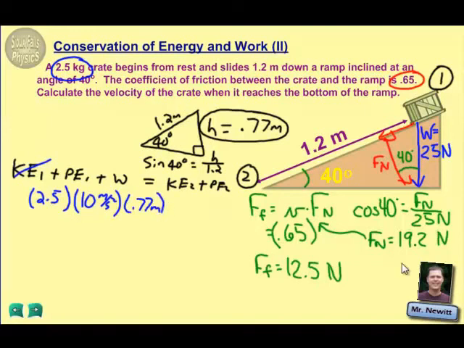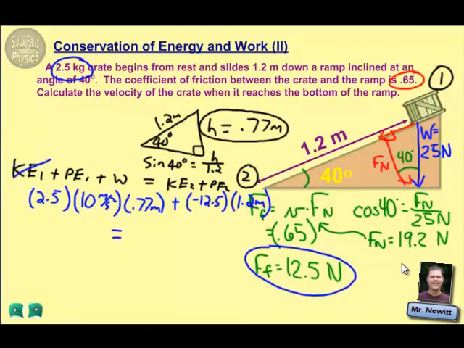All right, now I need to factor in also the work that's being done. Remember, this is the work of the frictional force that we calculated, okay? And that friction is going to work against the movement of the crate. So that force needs to be a negative value, so negative 12.5. And the work that's done is the force times its distance. So I'm going to multiply that by the 1.2 meters, okay, that it travels.